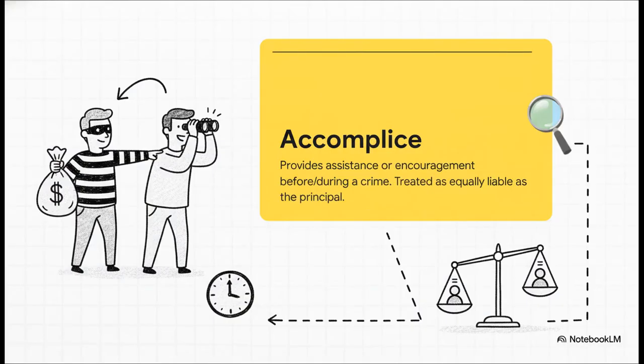So what exactly is an accomplice? Well, take a look at this definition. It's anyone who helps or encourages a crime, either before it happens or while it's going down. And here is the absolute key takeaway. Under modern law, accomplices are treated as if they committed the crime themselves. They're equally liable. The lookout is considered just as guilty of robbery as the person who actually took the money.